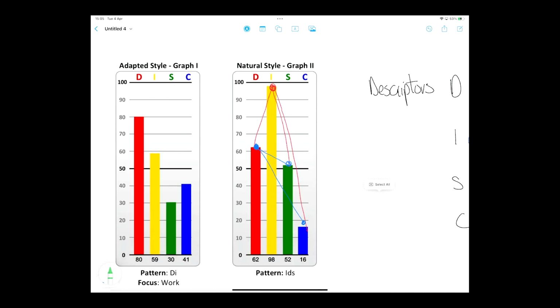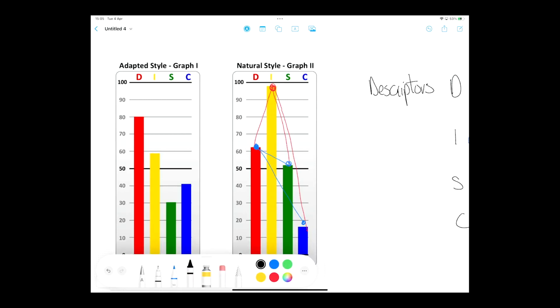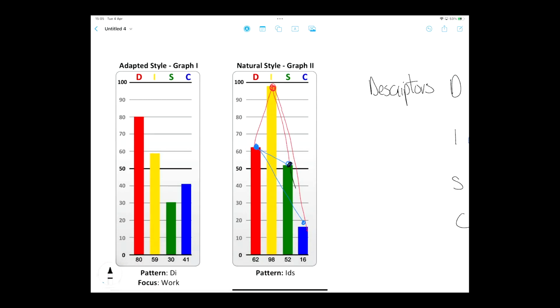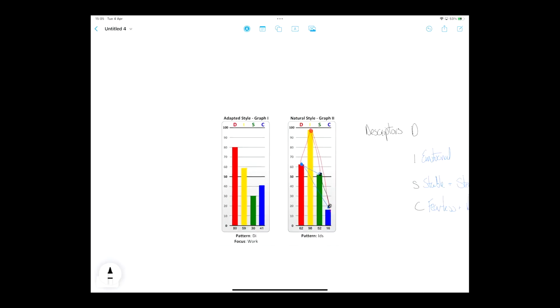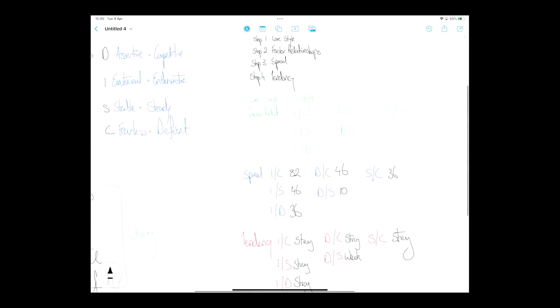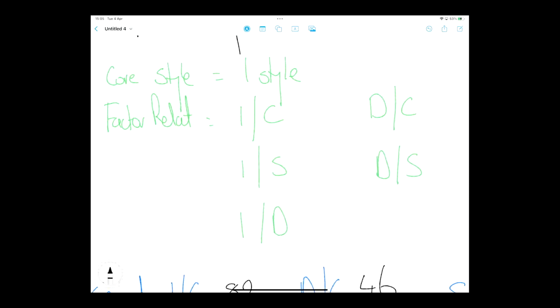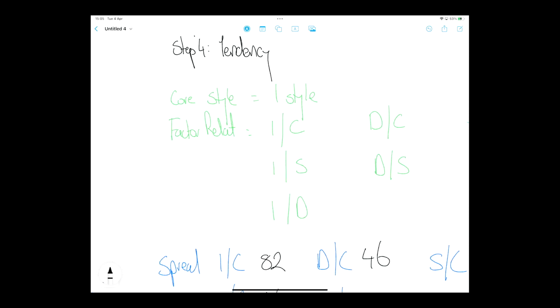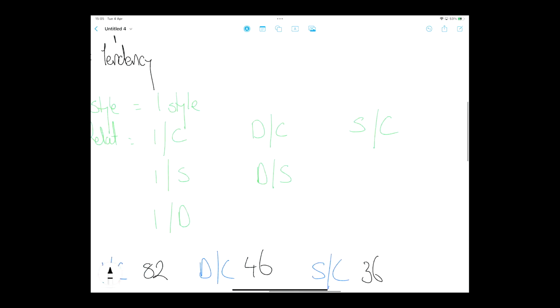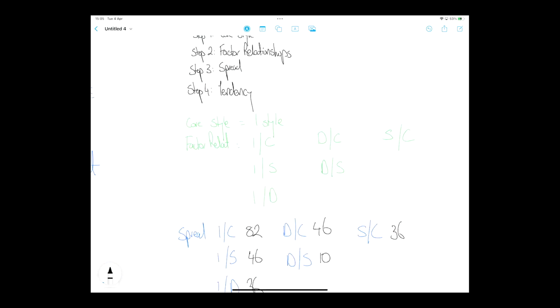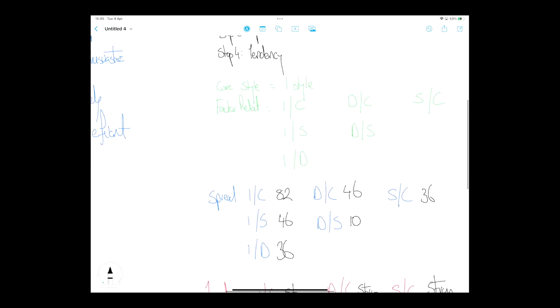And what we want to do is have a look at how the S style, let's get a new color, relates to the C style. So these are all the factors. What I'm looking at here is the factor relationships. How the I relates to the C, the I relates to the S, how the I relates to the D. I then am going to have a look at how the D relates to the S, the D relates to the C, and finally how the S relates to the C.